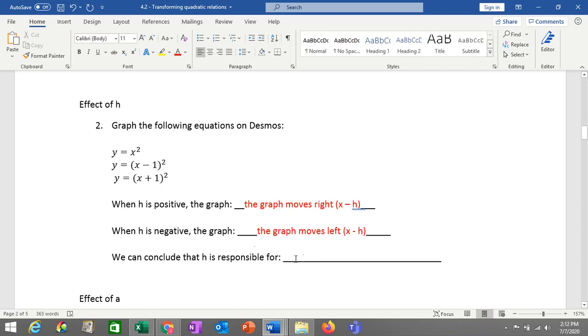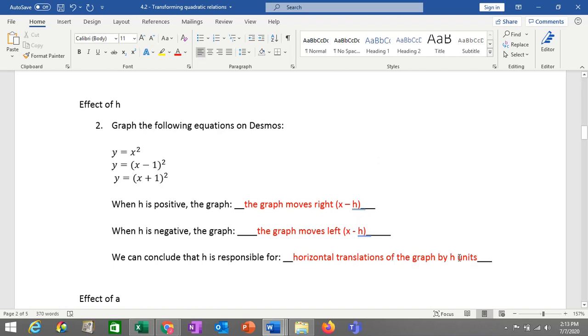Okay, so we can conclude that h is responsible for horizontal translations of the graph by h units. Okay, so moving left and right by h units.